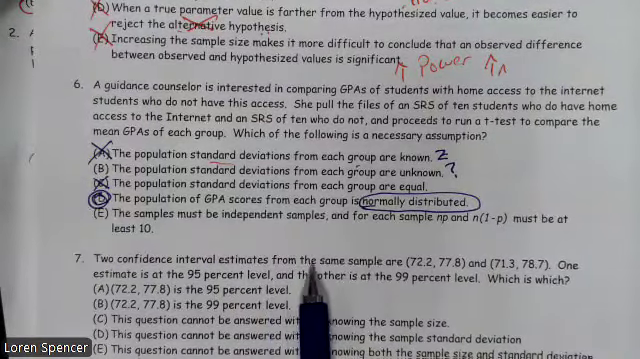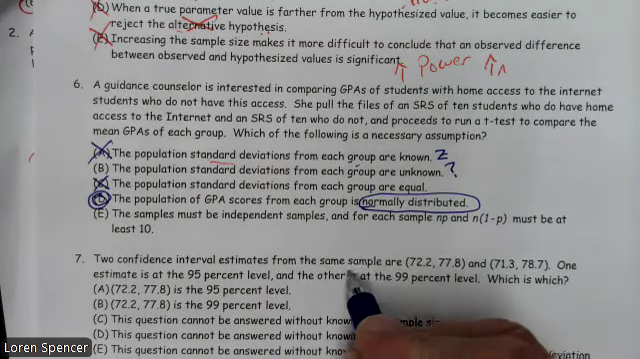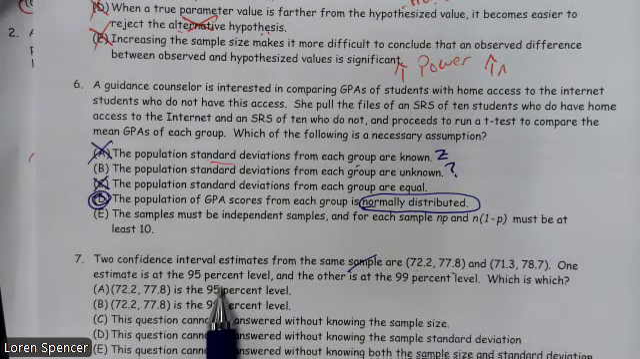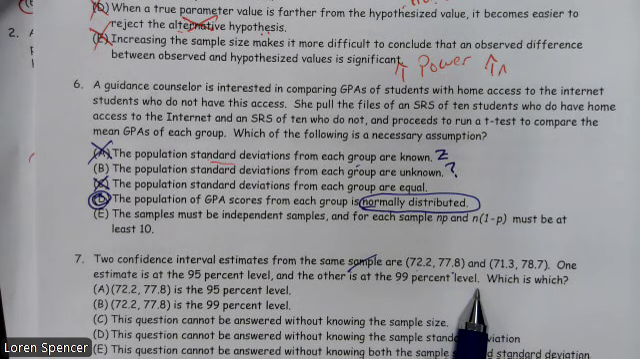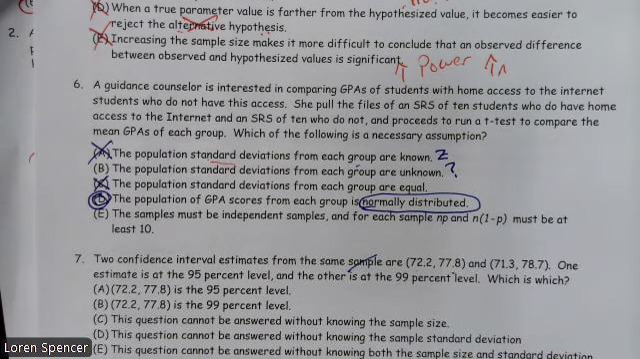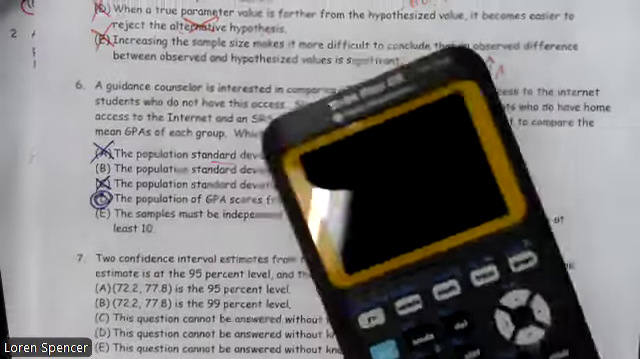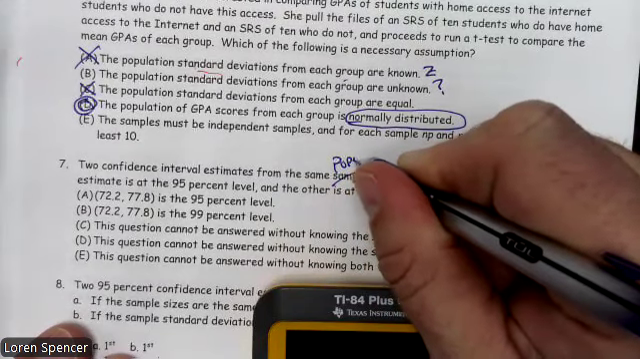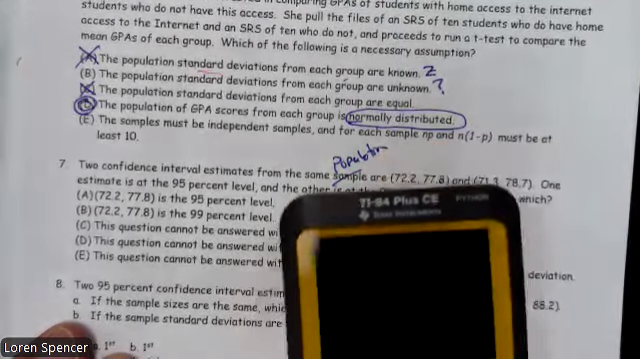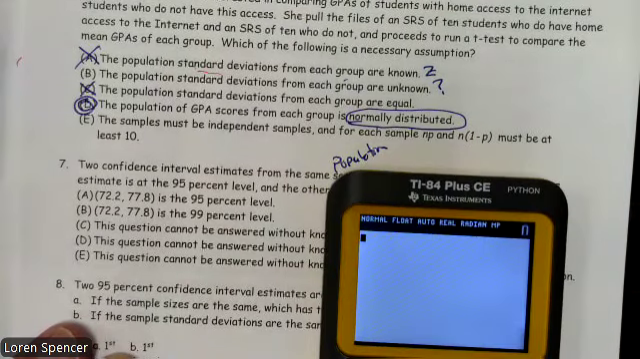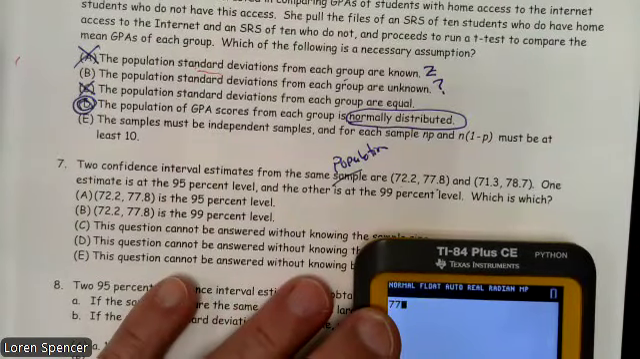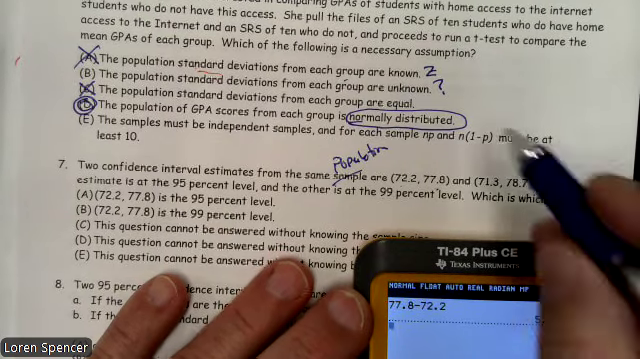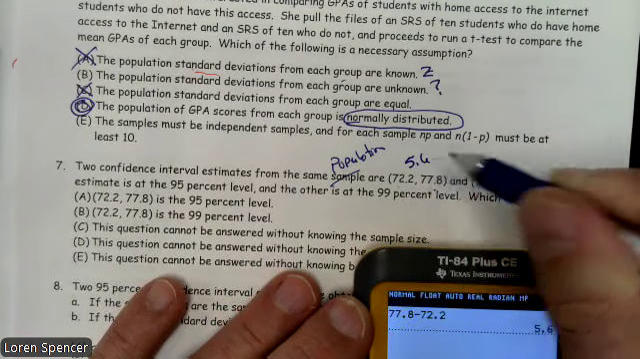Two confidence interval estimates from the same population, should say, from the same sample. One estimate is 95% and the other is 99%. Which is which? All right, so here's what we need to do. It should say from the same population, not from the same sample. Same population. Not that it makes a big difference in the problem, but 77.8 minus 72.2 is 5.6. So this ends up with a difference of 5.6.